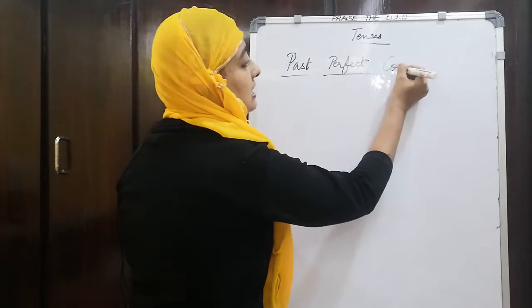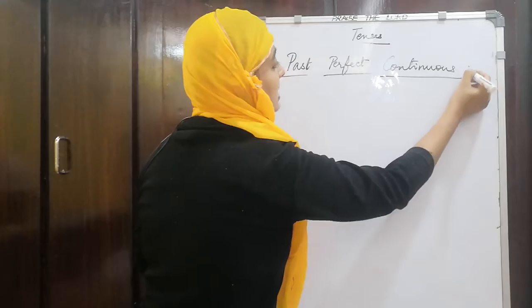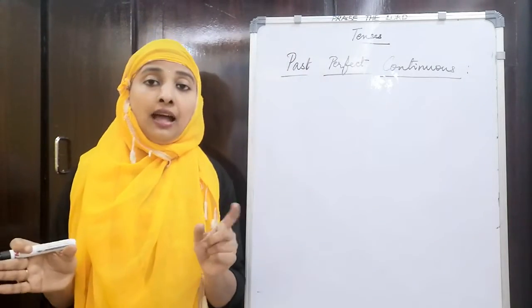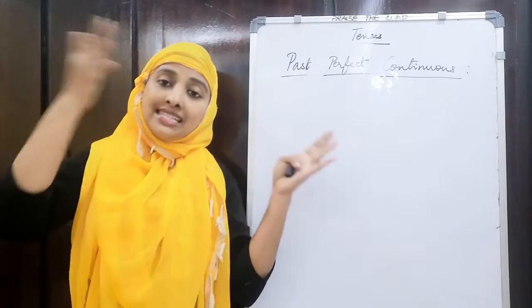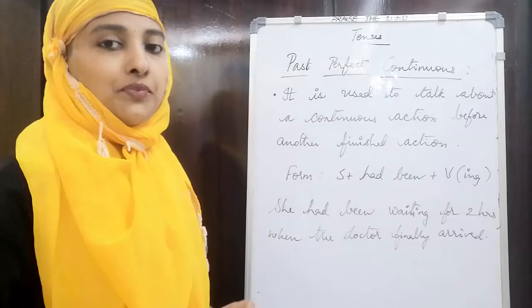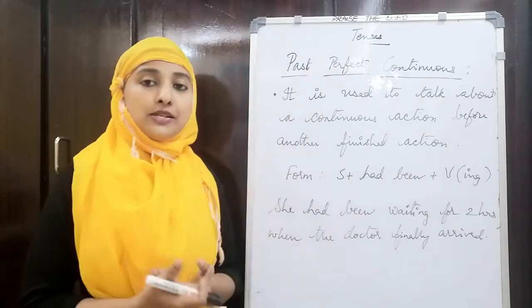Past perfect continuous. Past perfect continuous tense is again the same thing. It is also similar, but one action was still ongoing. Okay, one action is still ongoing. Coming to past perfect continuous tense.